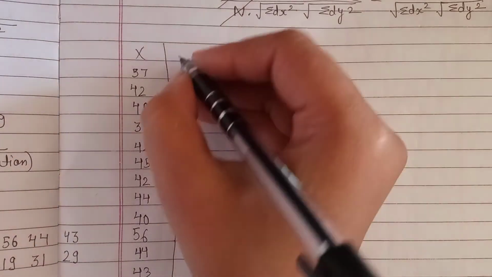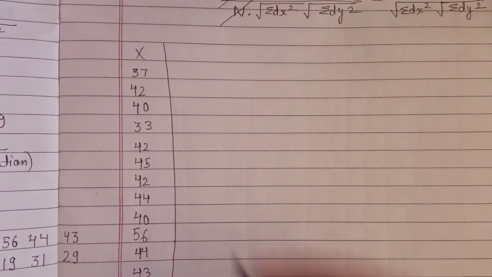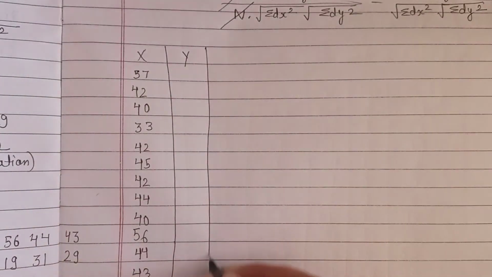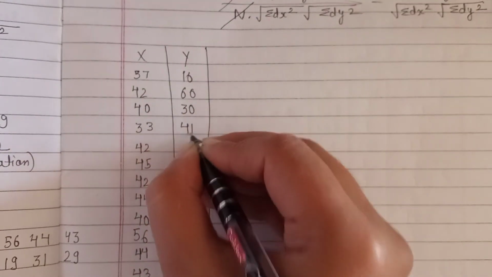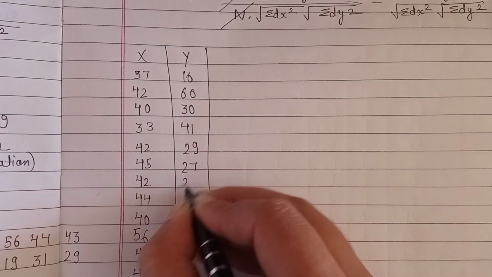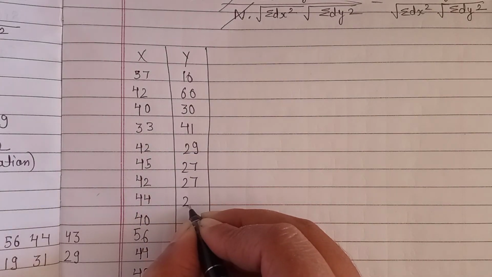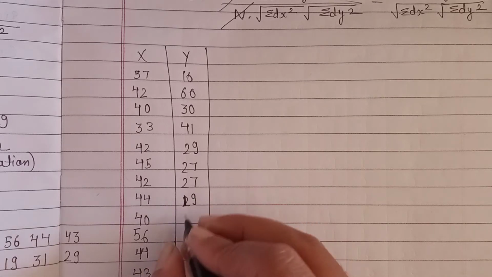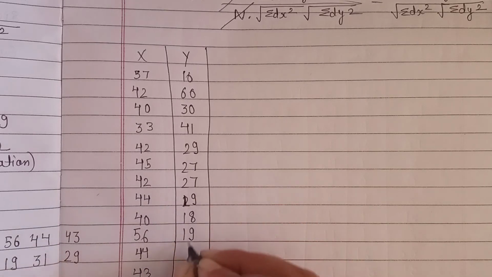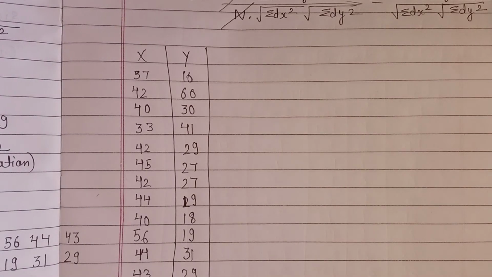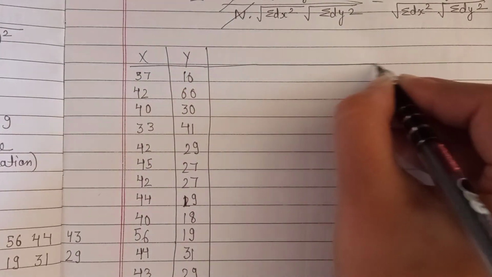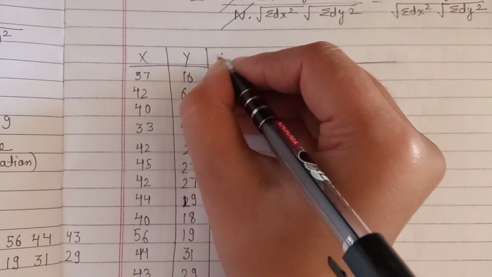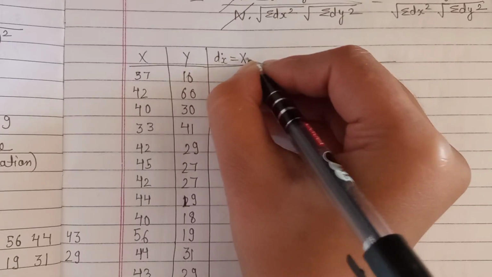Now what we will find out? And then y is 10, 60, 30, 41, 29, 27, 27, 19, 18, 19, 31, 27. Okay, so these are the values. What we will do is first find out dx. dx is x minus x bar.